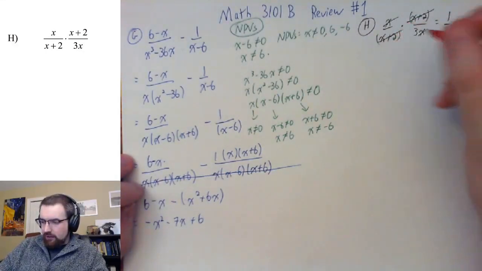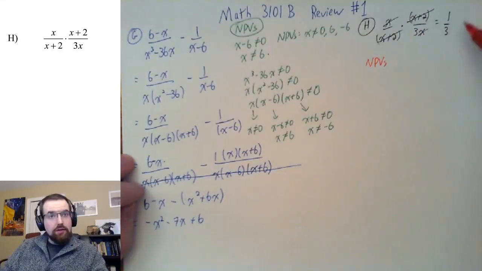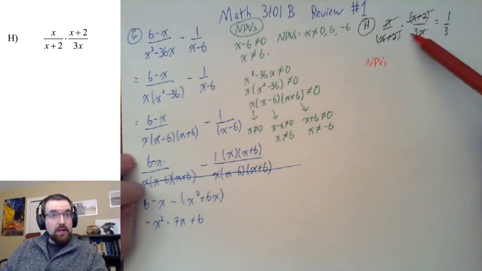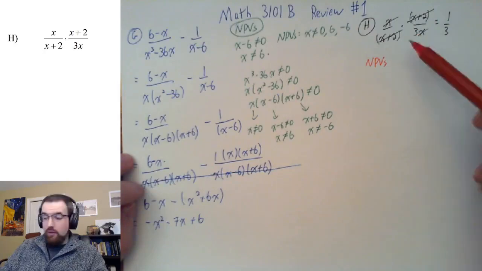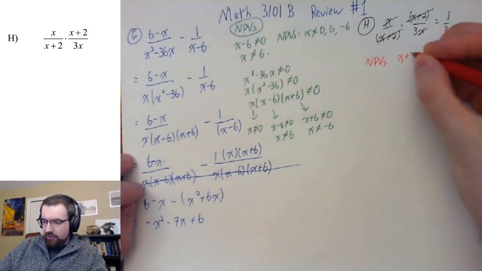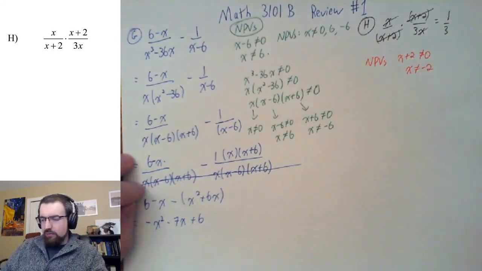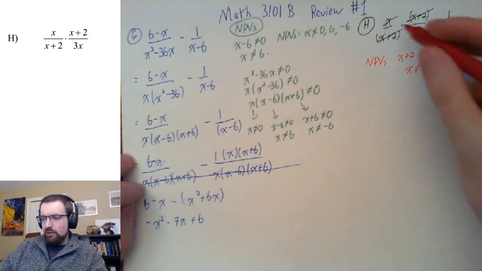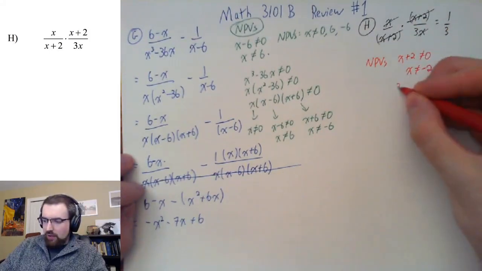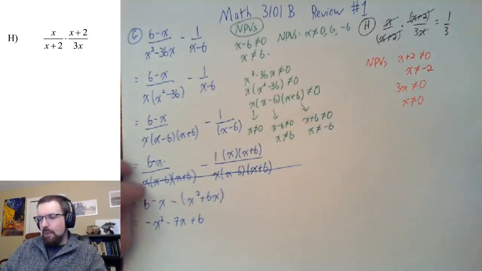So now the NPVs for this one. 1 over 3 is just 1 over 3 all the time. There's no NPVs for a 1 over 3. But in this situation, we do have NPVs from these first two. We know that x plus 2 does not equal 0, which means x does not equal -2. And over here, we have 3x cannot equal 0, which means x cannot equal 0.